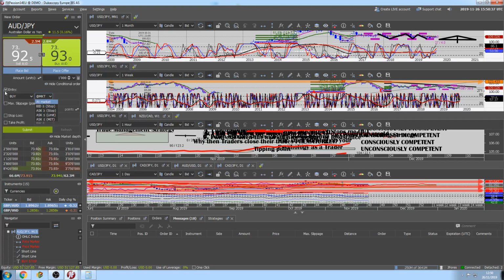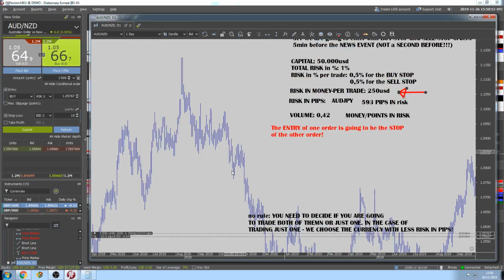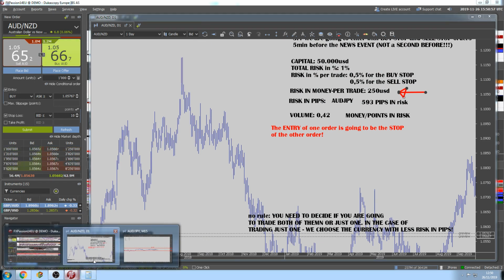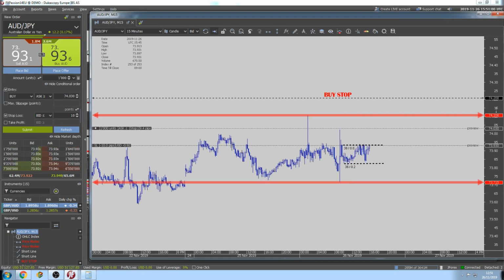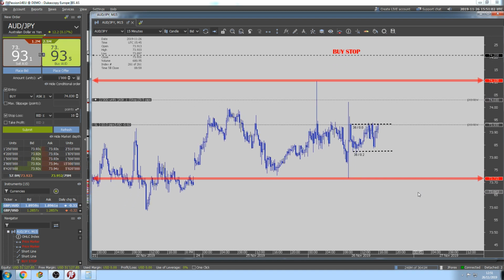I want to enter. I'm going to ask for 74.208, and I want the stop loss. Now I'm going with the actual number. I'm going to have a stop loss. What's the range? This is the range. Oh, now it appeared the preview.